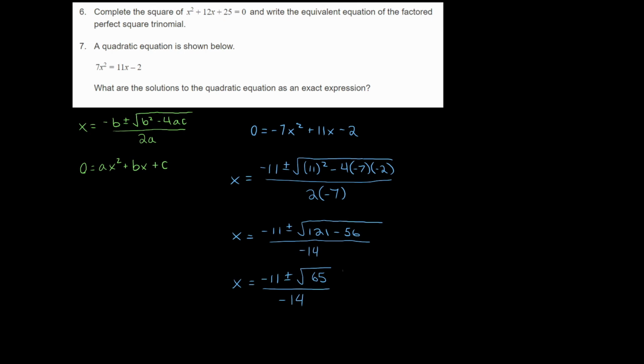Get out any common factors or anything like that. Make sure that there's no imaginary numbers. But in this case, it actually is simplified, and I can show you why. That square root of 65, if I were to try and break that up into a factor tree, it would be 5 times 13. And both of those are prime numbers, so there really is no way of simplifying this radical. This happens to be what the problem is asking for. It wanted it as an exact expression. Well, there it is. You could put two different expressions. You could have negative 11 plus the square root of 65 over negative 14 and negative 11 minus the square root of 65 over negative 14, but this is okay with me.